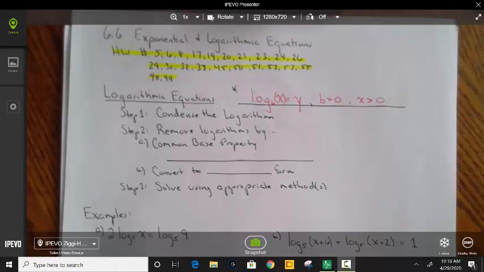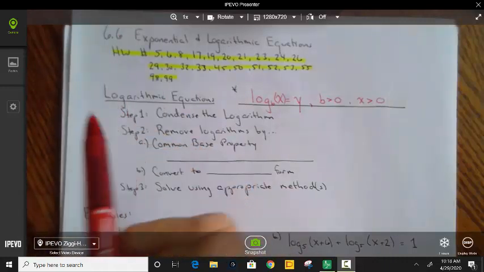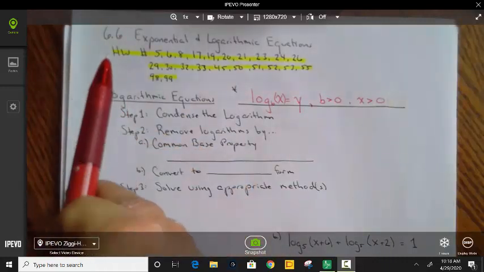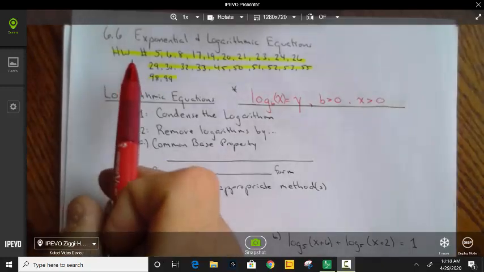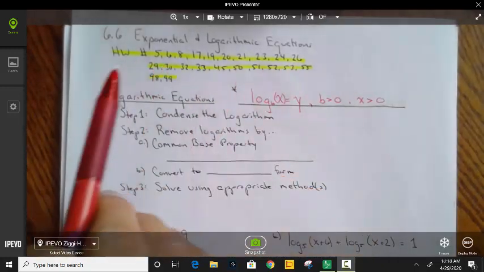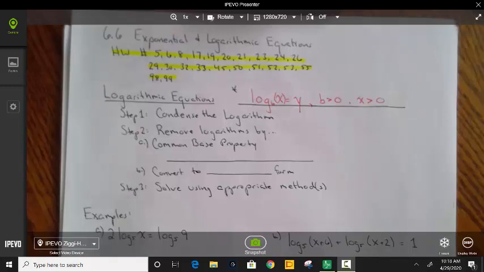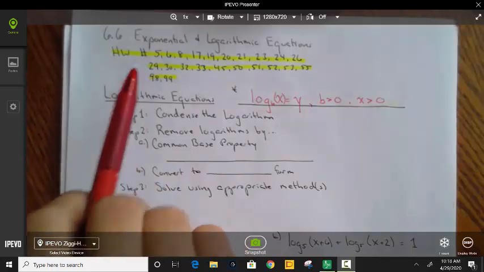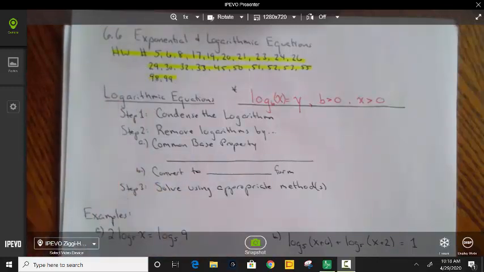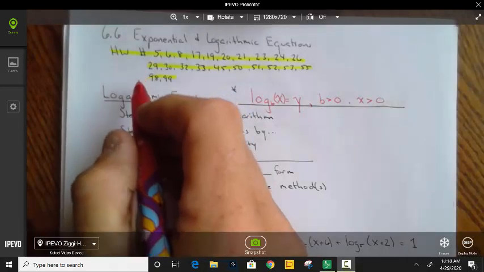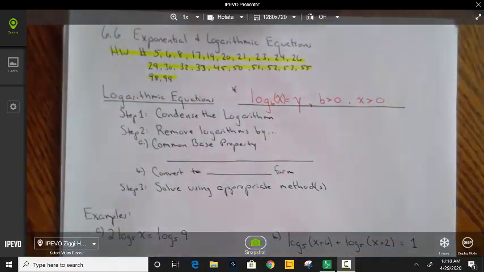Alright guys, in this section, 6.6, Exponential and Logarithmic Equations, before we get into solving logarithmic equations, make sure you take note that the homework assignment is an altered version of what was given in class. A lot of these problems are the same as what was given in class, but not all the problems that were given in class are on this list. For what we're doing in the rest of the class, what I have in this video is all you need to be completing.